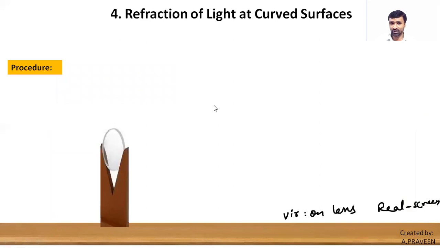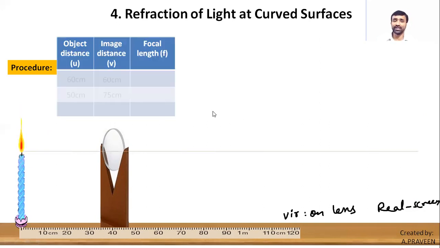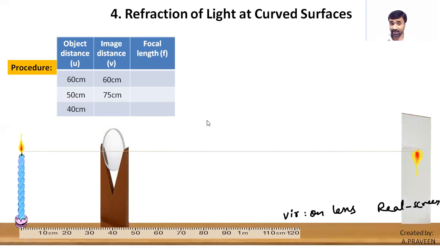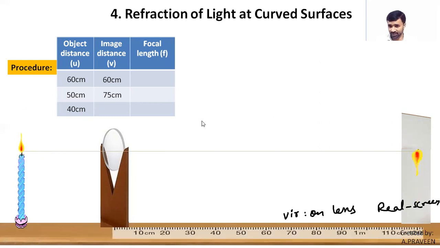Then change the position of the object again. Now I placed the object at 40 centimeters. 60, 50, 40. So now the object is placed at a 40 centimeter distance. Then follow the same steps, moving the screen away from the lens slowly. Again, the image is formed. Then measure the image distance. Place your scale here. What will the distance be? It is approximately 120. So note it down in the table.